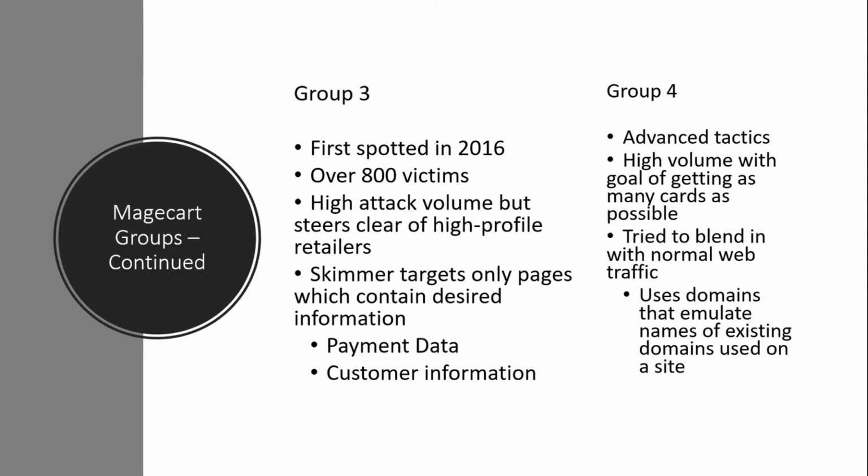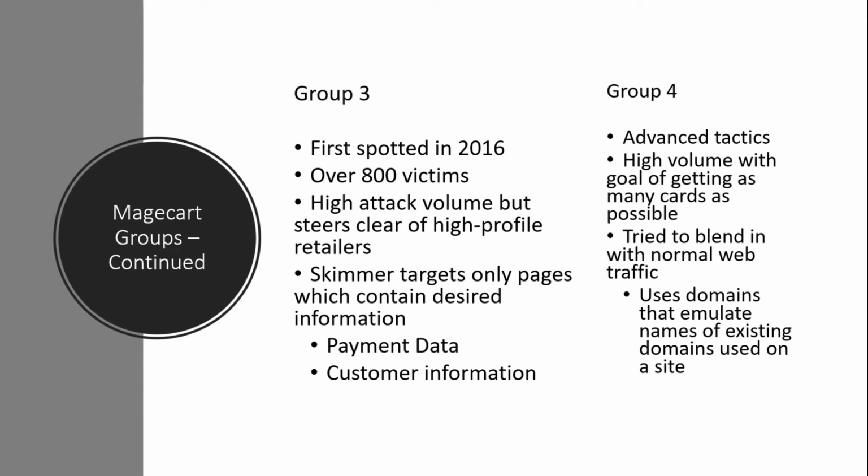Group 4 has some more advanced tactics. They also have a high volume, and they have a goal of basically getting as many cards as possible. Some groups choose to use randomization on when their attack actually executes in the browser. So you may only be one of 26 before it executes. Group 4 is going to go after as many as possible, so they're going to trigger for every visit to that page.